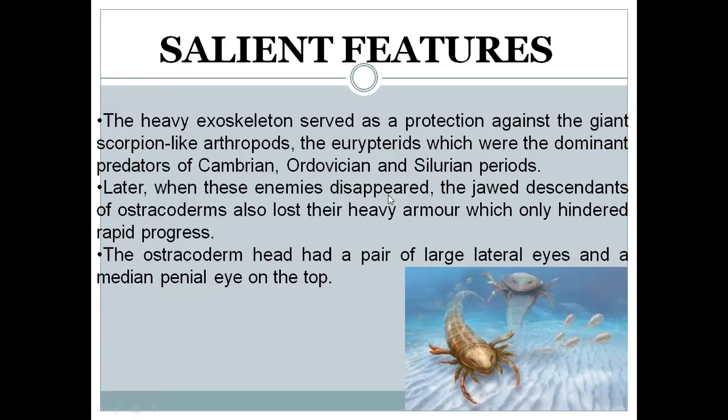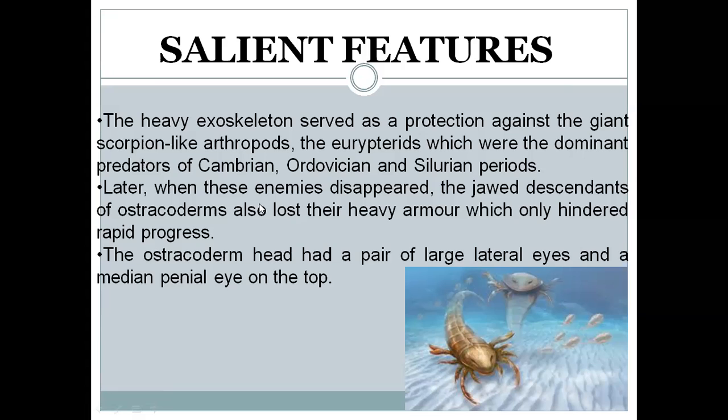Later, when these enemies disappeared, after the Cambrian, Ordovician, and Silurian periods passed away, in the next periods these eurypterids became extinct. So when these eurypterids disappeared, what happened? Jawed descendants came from these jawless vertebrates. So jawless vertebrates gave birth to jawed vertebrates. These jawed vertebrates also lost their heavy armor. Why? Because as the eurypterids were not living anymore, they did not require this exoskeleton protection.